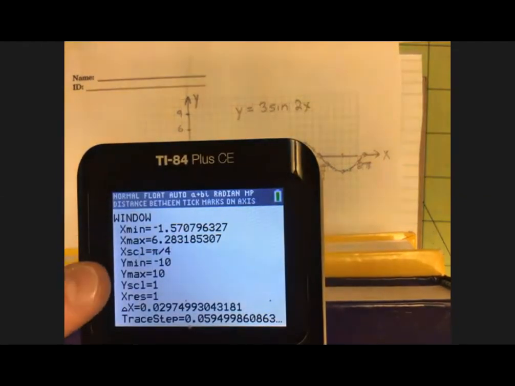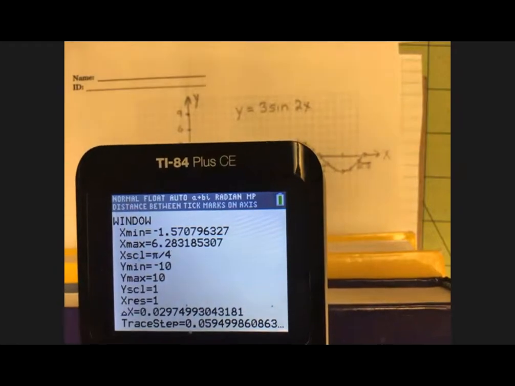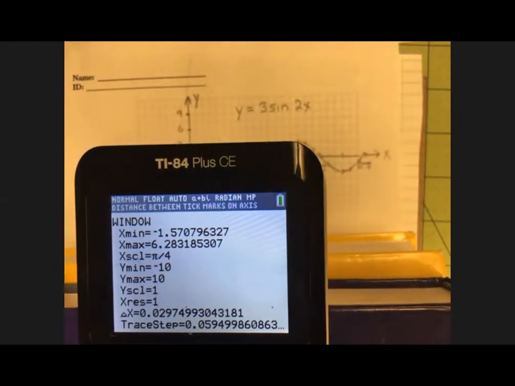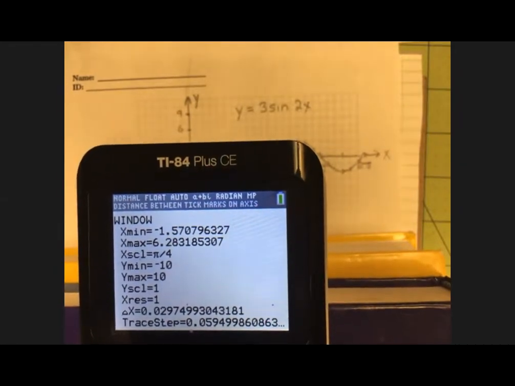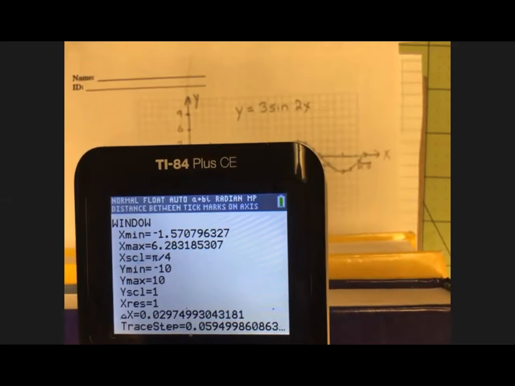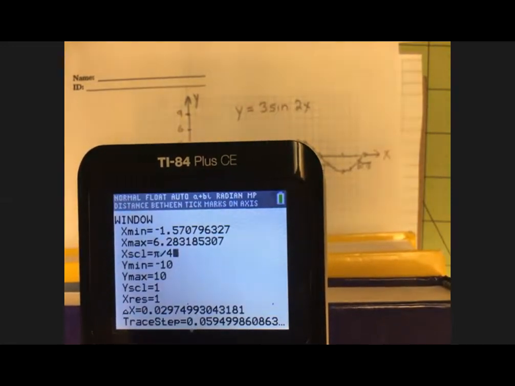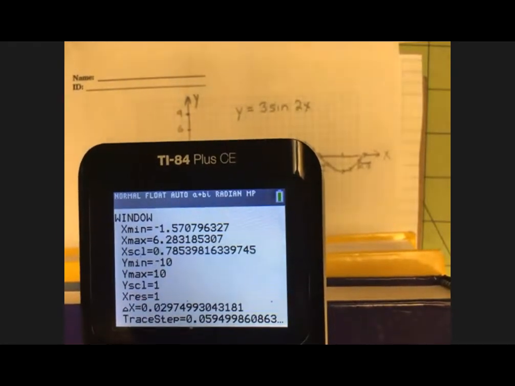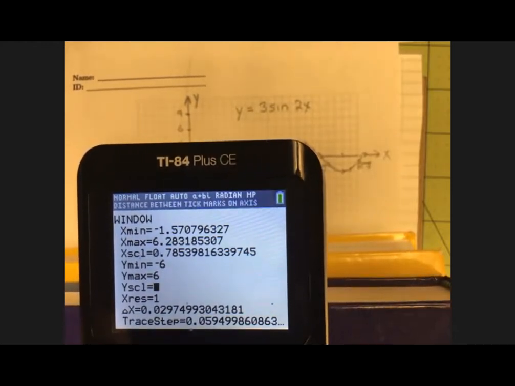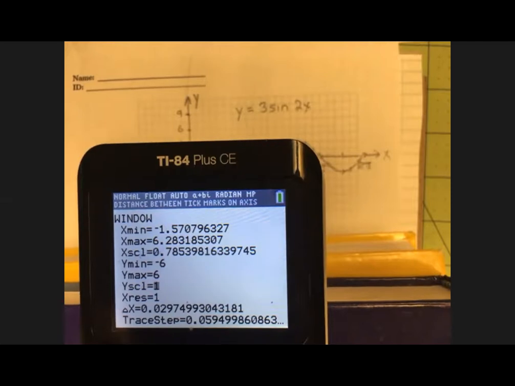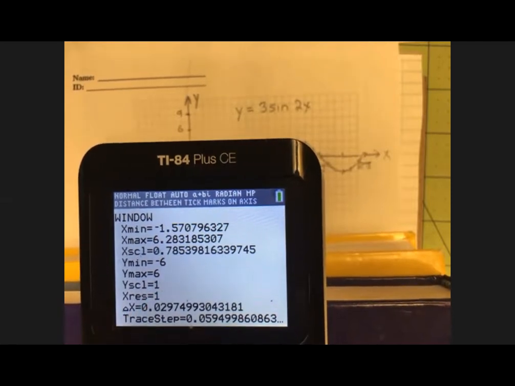Now, Y, I know, is only going to go as high as 3 and as low as minus 3, not minus 10 to 10. I don't need that. But why don't I give myself a little more room so I can see the thing comfortably? Why don't I let my minimum Y be minus 6 and my maximum Y be 6? And I can keep the Y scale at 1 if I like.